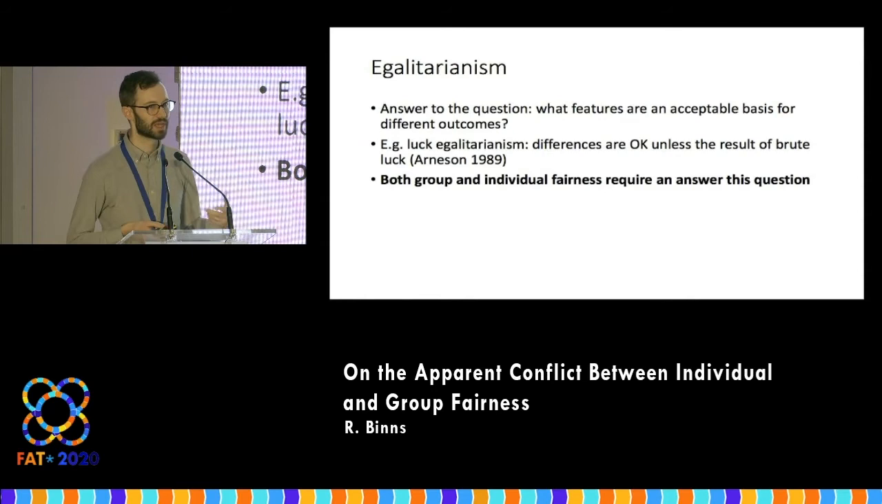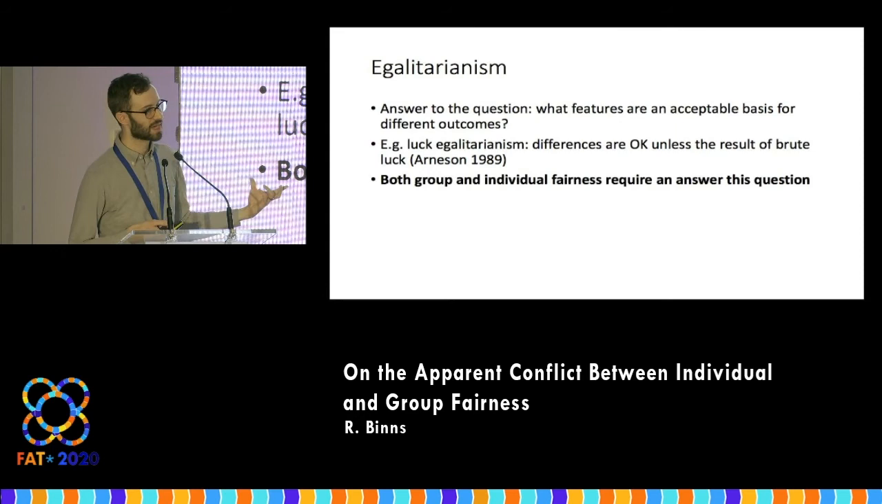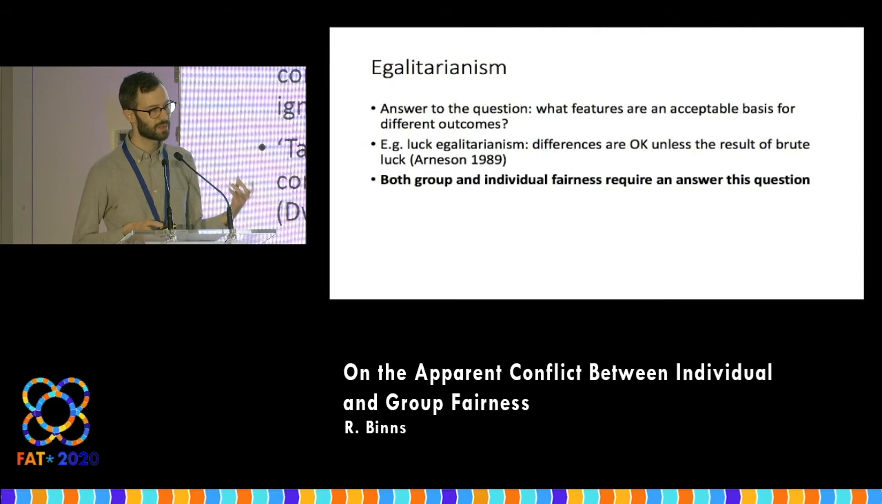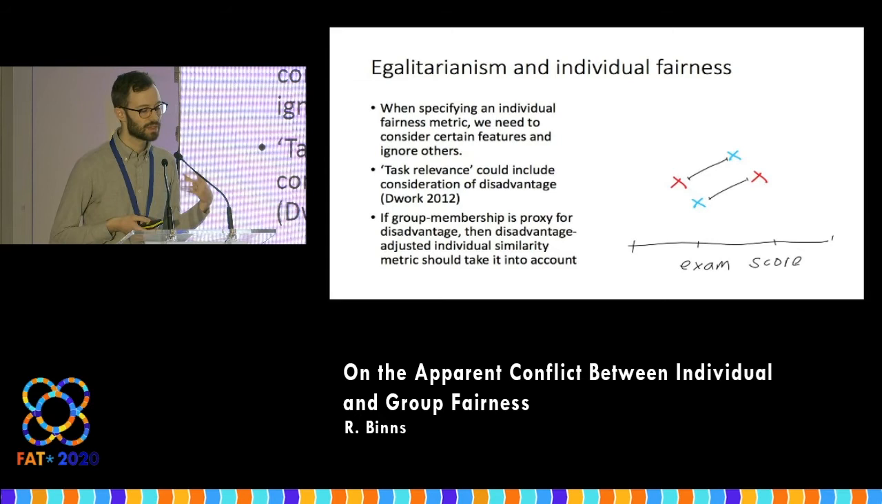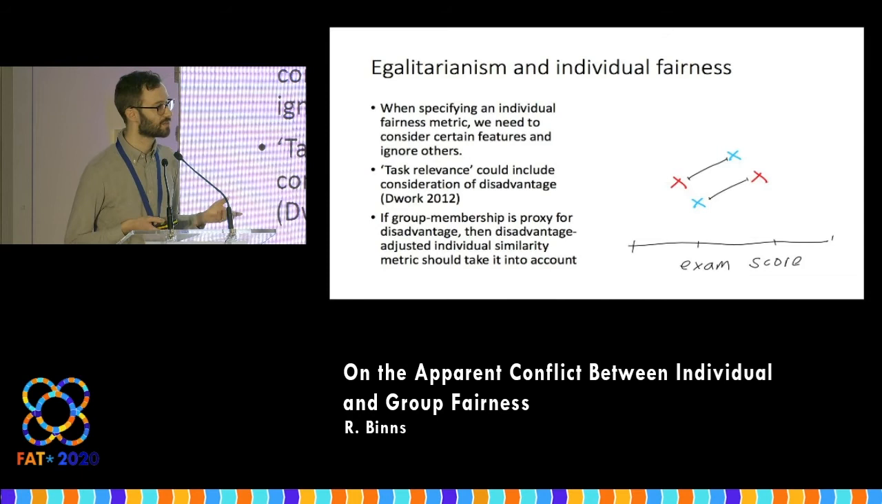But I think you could also use egalitarianism to justify a particular version of individual fairness. If you think about the original justification for individual fairness as this consistency, we do need to consider certain features and not others to make sense of it. And in the original paper on individual fairness, there's a suggestion that a decision maker who's creating this individual distance metric, a fairness metric, could include certain kinds of considerations about structural disadvantage.